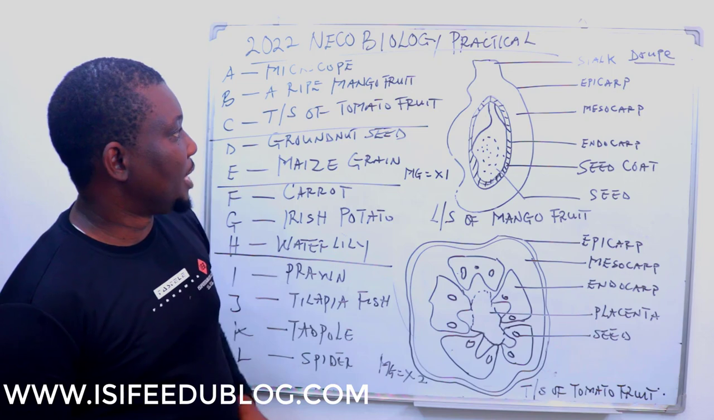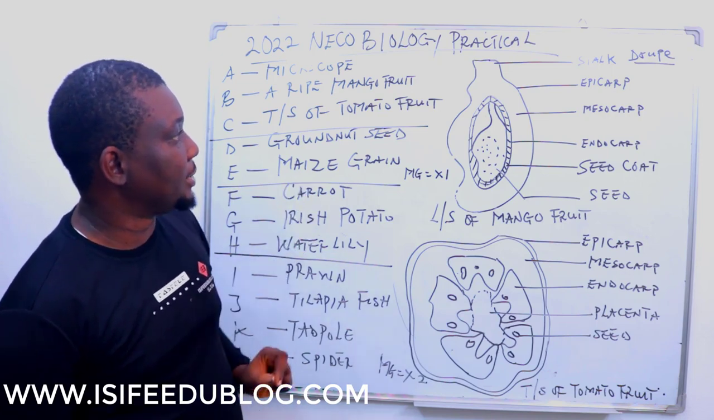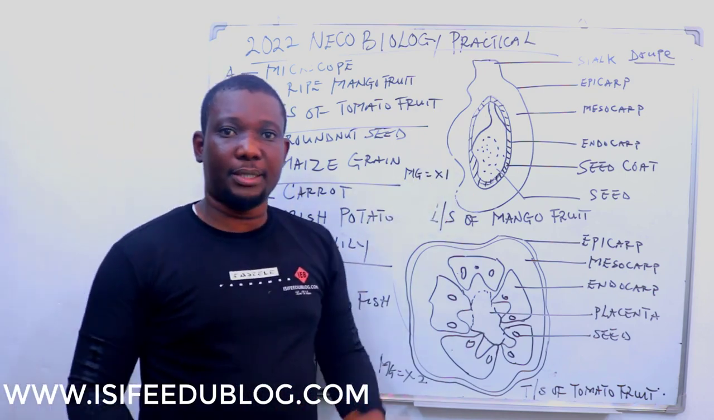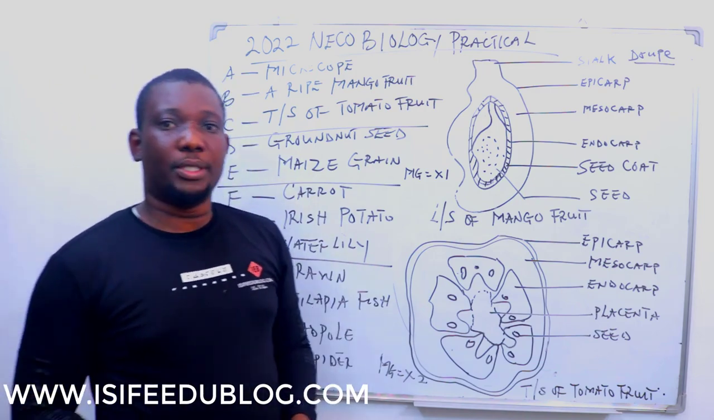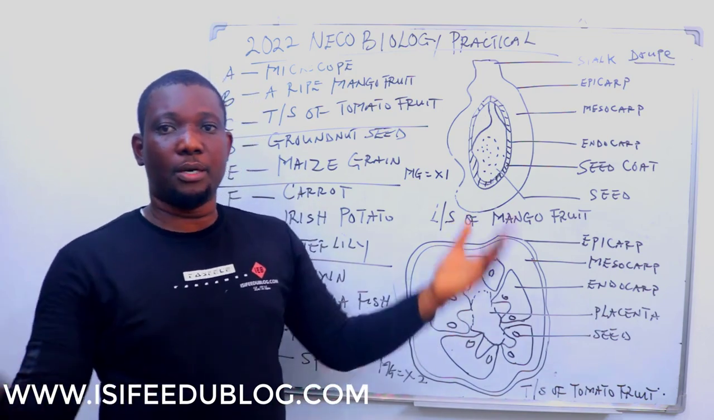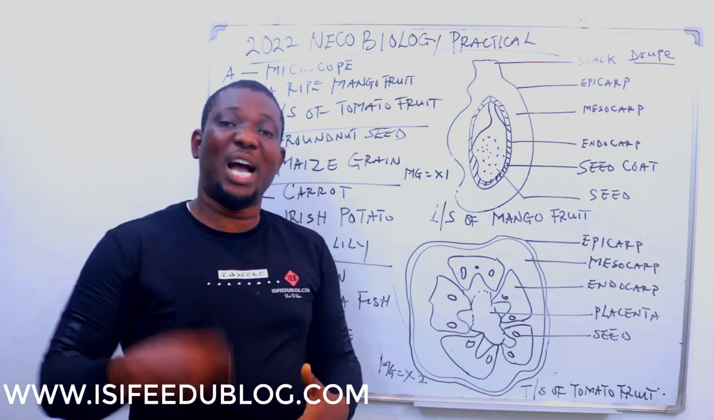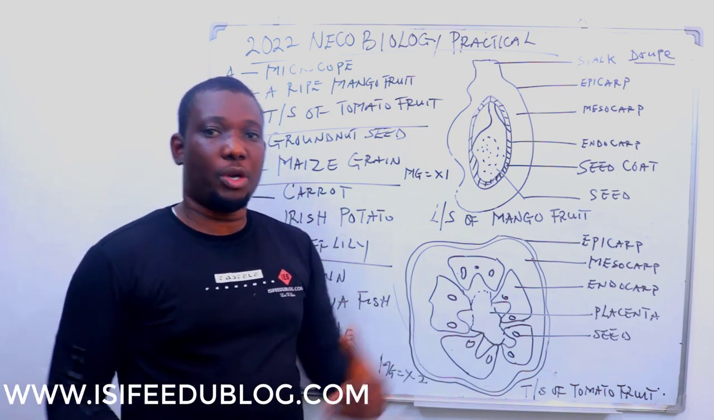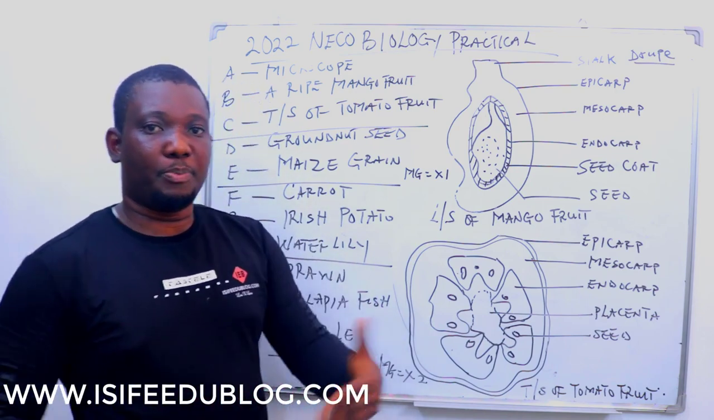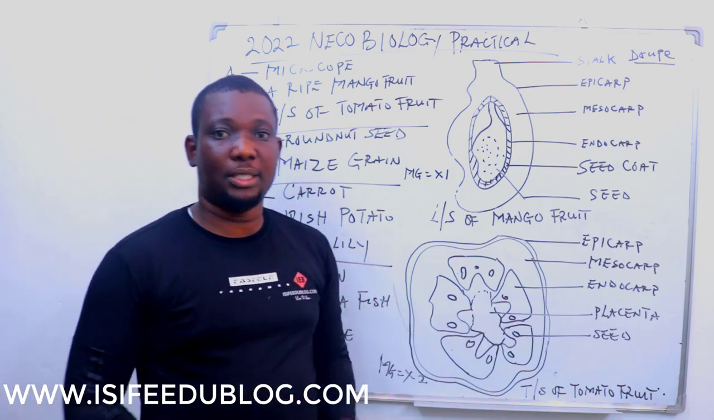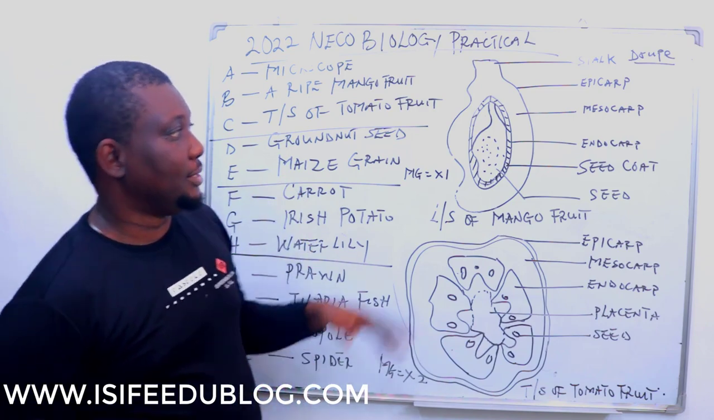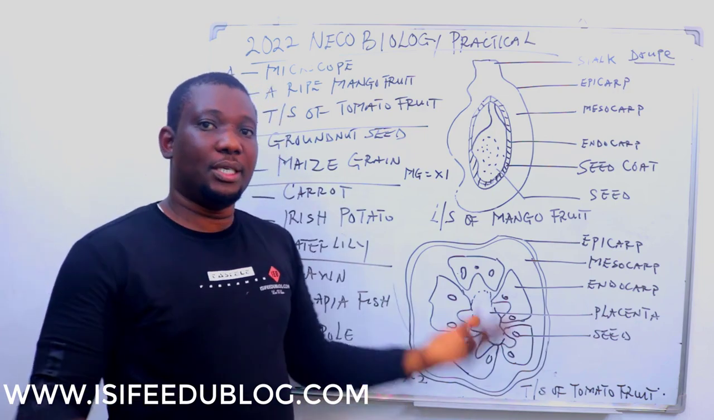Okay, away from that question, we now look at the mechanism of dispersal. Dispersal has to do with scattering of seeds from these various habitats for proper growth, where competition will be drastically reduced. So that's why dispersal is very, very important in fruits and seeds. So basically, how is this seed dispersed?